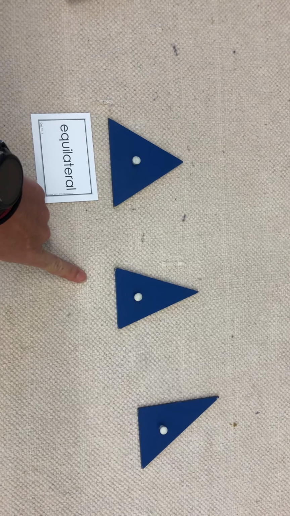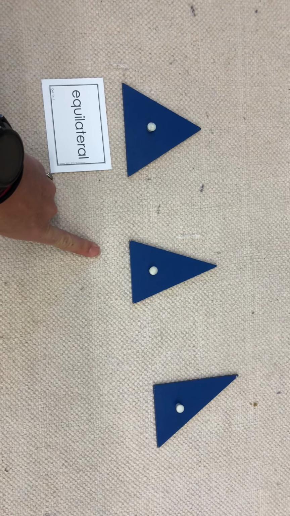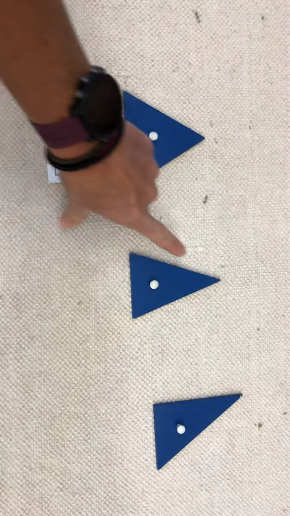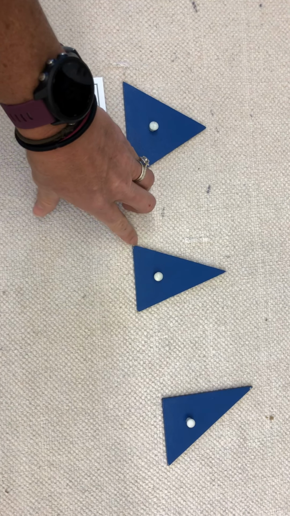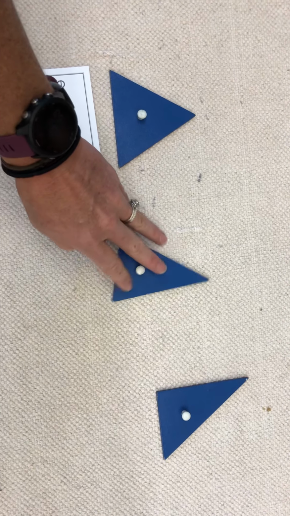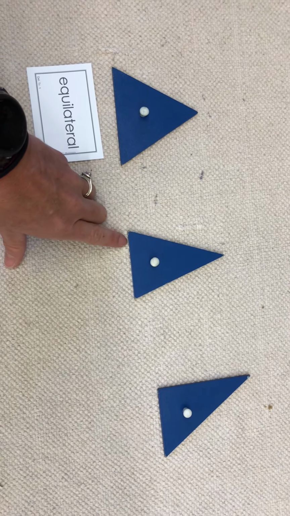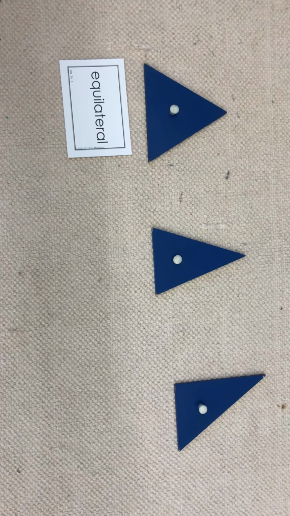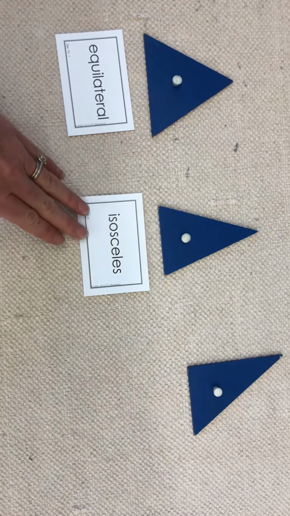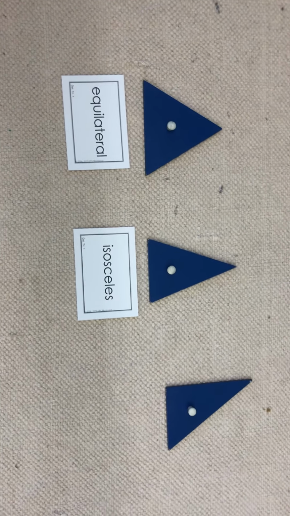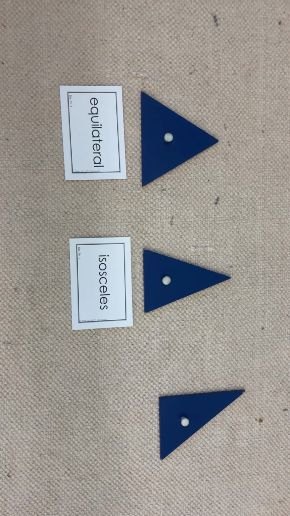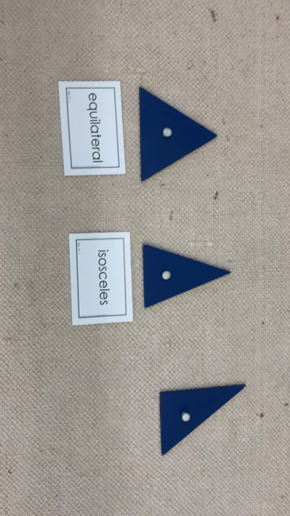What do we notice about this triangle? Two sides are the same length or equal, and one side is different. We call this an isosceles triangle. Let's say that together. Isosceles.